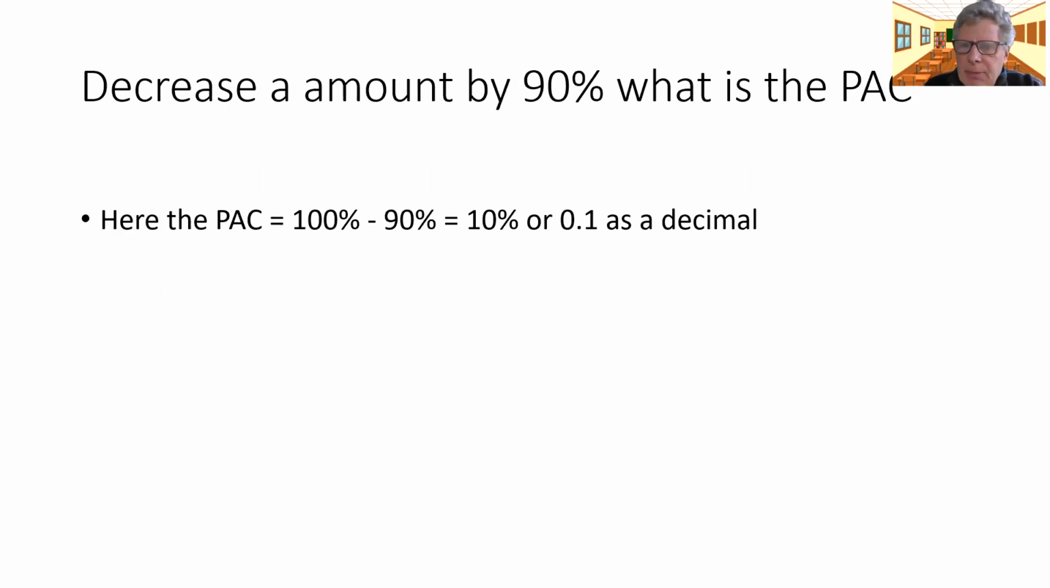Similarly, to decrease an amount by 90%, what will be the PAC? Remember, we start with 100%, take away 90, that's going to give us 10%, which we put in our calculator, we'll get 0.1. So our PAC is 10% or 0.1.